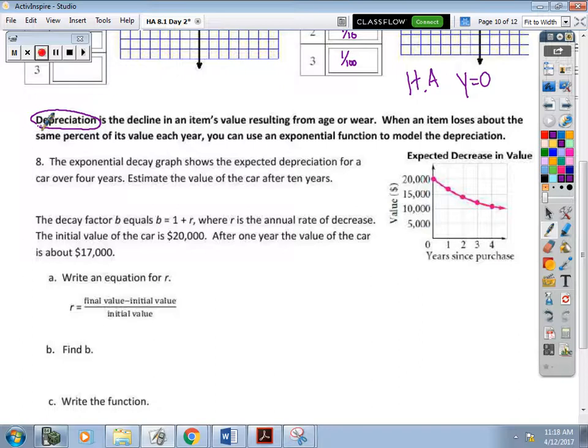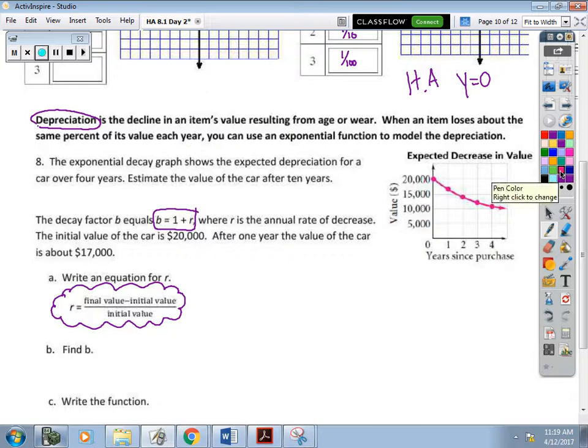So here's a graph showing the decay of a car over the first 4 years. Now remember, your decay factor, B is still 1 plus R. R is the annual rate of decrease. Normally they tell us what R is. In this case, we actually have to find R using this formula. I don't know that you have to use this formula on your homework, but all you're doing is subtracting the second year minus the first year and dividing by the first year to find the amount of decrease.